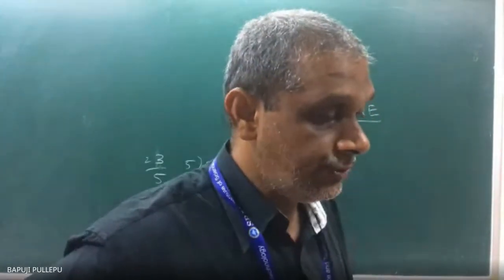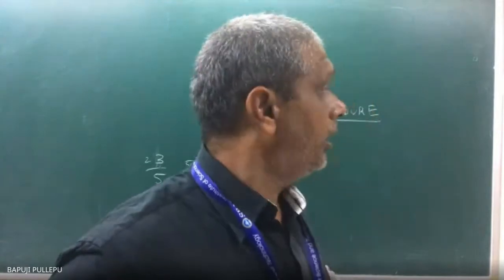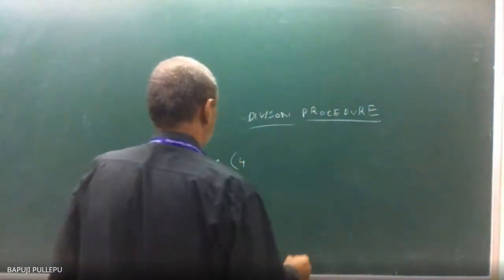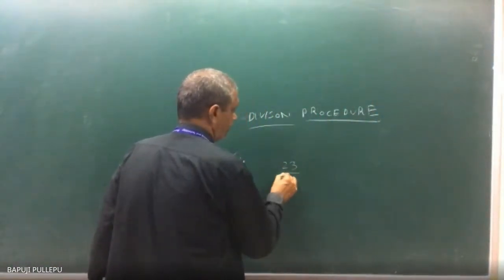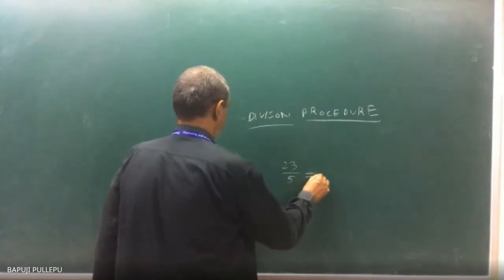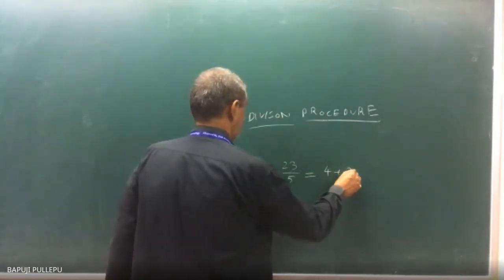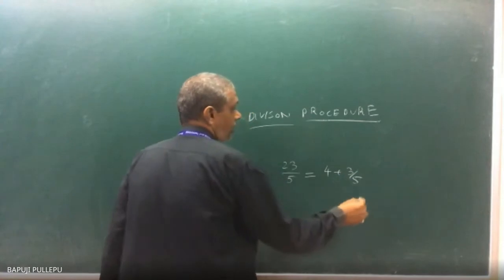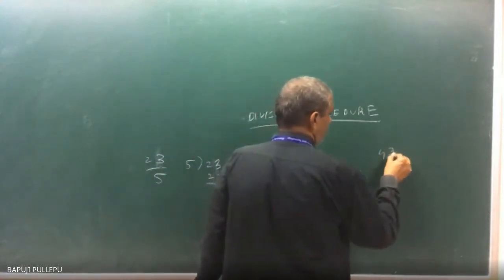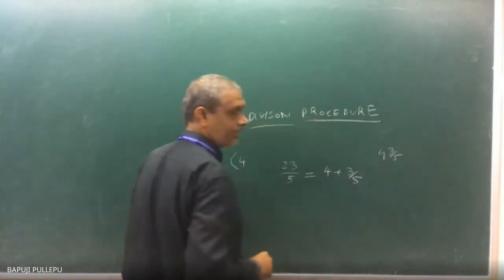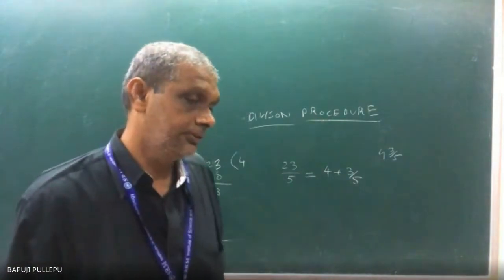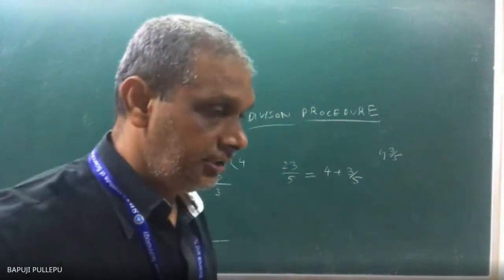Yes, sir. Now, actually, how can I write 23 by 5? I can write 4 plus 3 by 5. Or like this also, as you studied. After that, this is also the next stage. Am I correct or not? Is it correct or not? You already studied all these tricks in 6th or 7th standard, right?